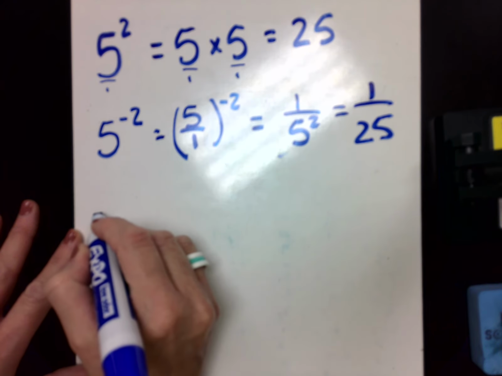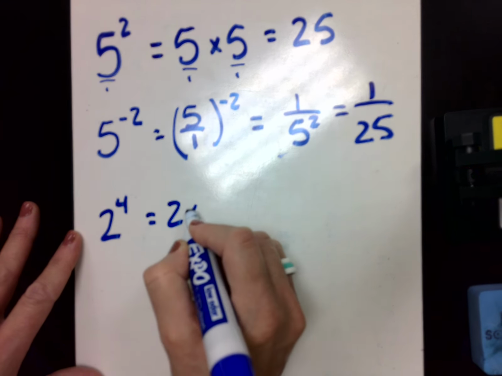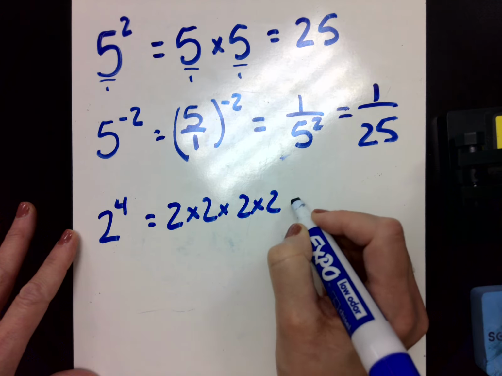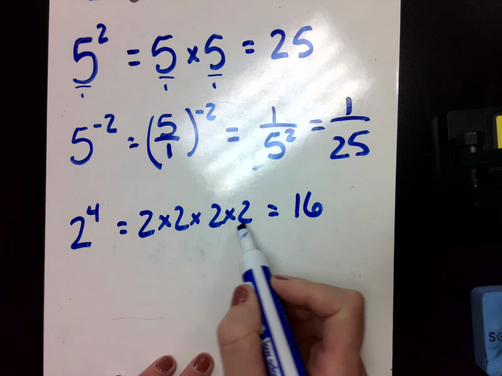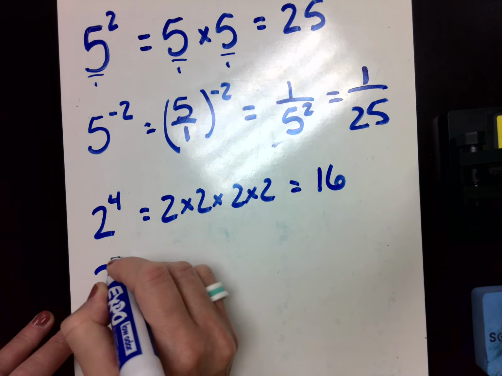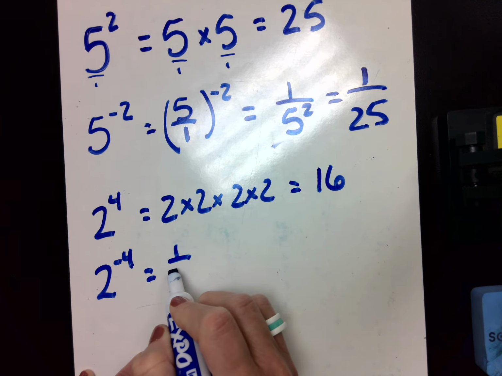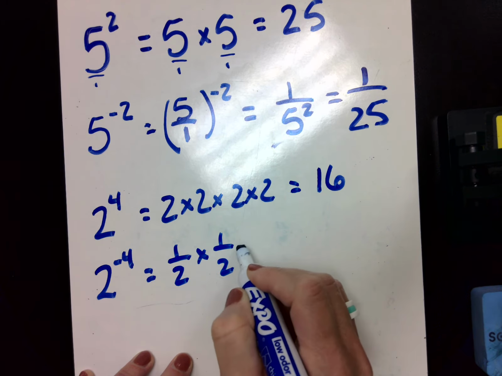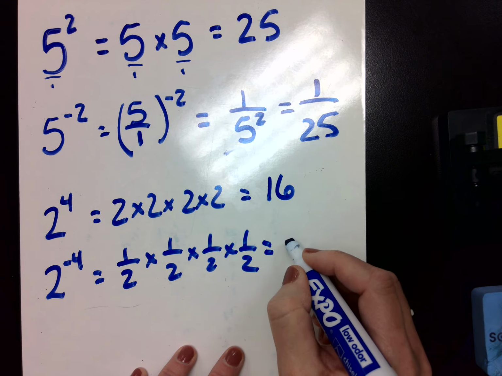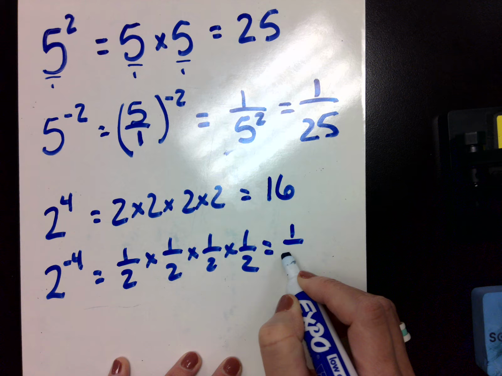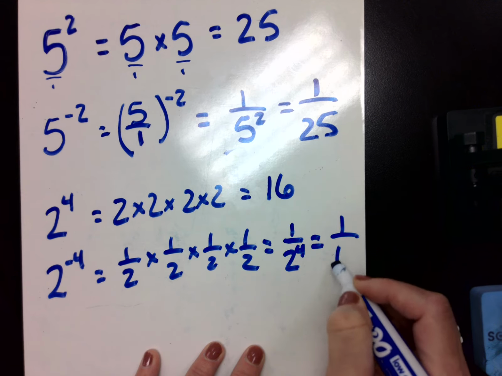Let's say you have 2 to the fourth power. You would have 2 times 2 times 2 times 2, and you get 16. 2 times 2 is 4, 4 times 2 is 8, 8 times 2 is 16. But what if you have 2 to the negative fourth power? That actually means you're taking 1 over 2 times 1 over 2 times 1 over 2 times 1 over 2. Or you can rewrite that as flipping your base, 1 over 2, and you keep your exponent with the 2, and now I get 1 over 16.